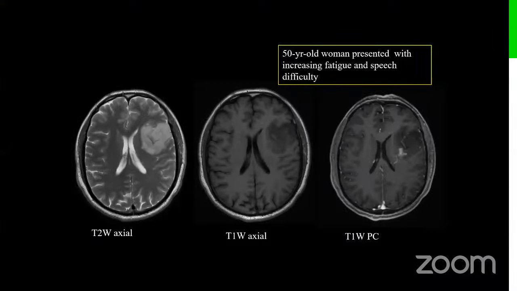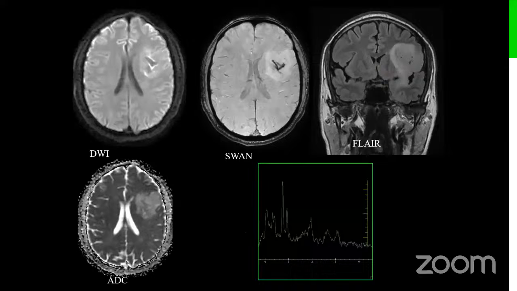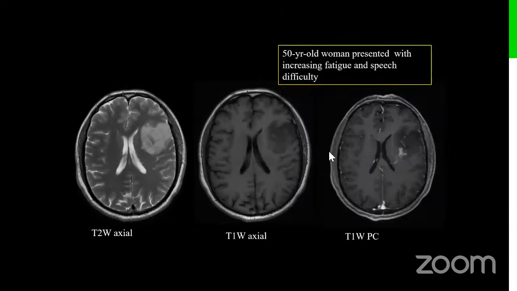Now the next question on your screen. So 50-year-old female who presented with increasing fatigue and speech difficulty. And these are the images, axial T2, T1, post-contrast. And few more images, diffusion, SWAN, and FLAIR. Also, we have given you spectroscopy. So by the location and by seeing the characteristics on FLAIR and SWAN and on contrast, if you can come up with a diagnosis.